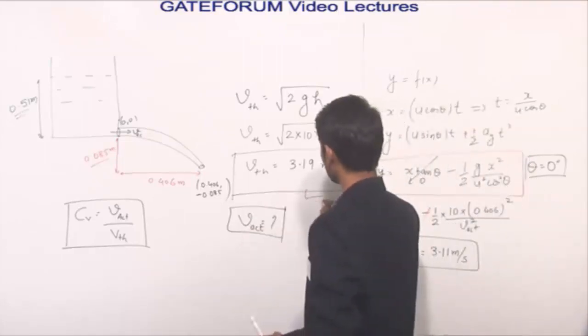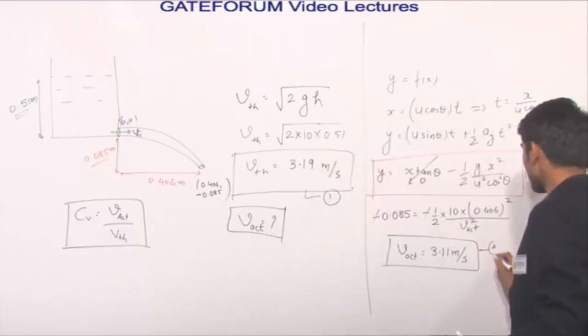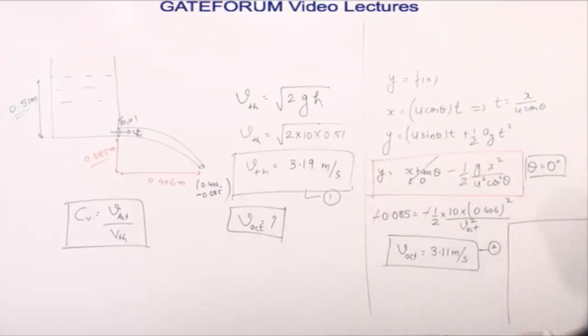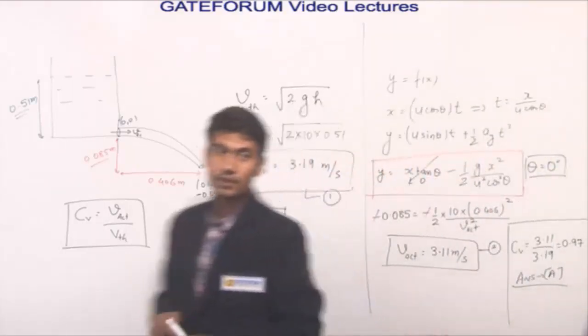So I have got theoretical velocity as well as actual velocity. Now from these I can find the coefficient of velocity, that is actual velocity 3.11 upon 3.19. It will be around 0.97, 0.973, 0.974, whatever it is. We have found our option near to Cv, that is option A. Answer will be A, 0.975. So final answer will be A.